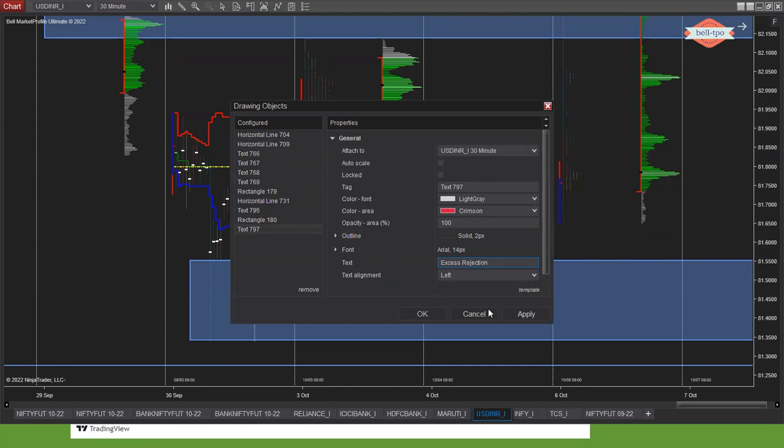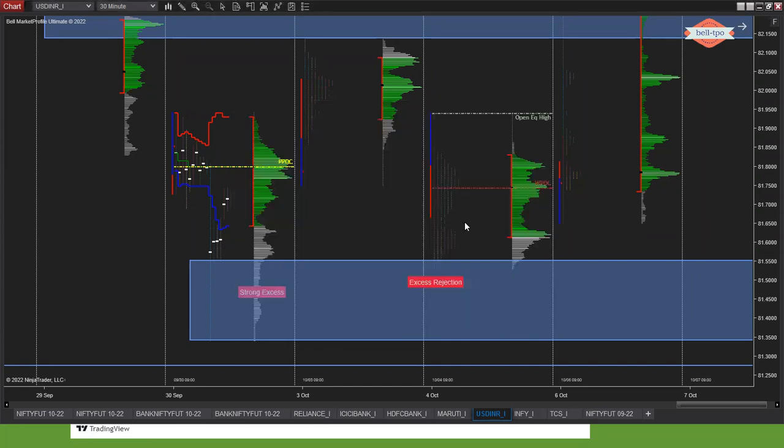What is the excess rejection? An excess rejection is when price is spending very little time over there. Whenever price spends very little time and moves to the opposite side, we call it a rejection. So price enters the rejection zone and is rejected back. At least by the end of the day, you know that it is a rejection. Maybe during live markets it is very difficult to predict, but by the end of the day you know it is a rejection, and that is valuable information.